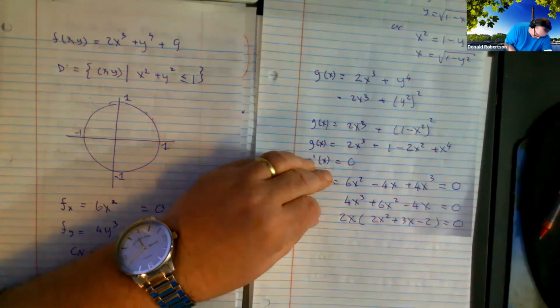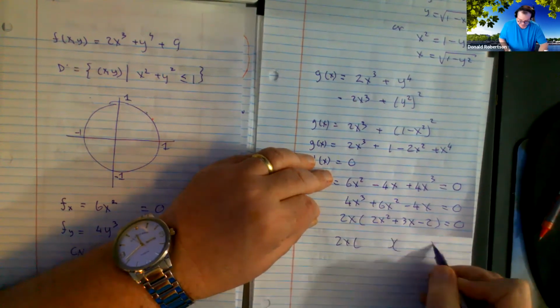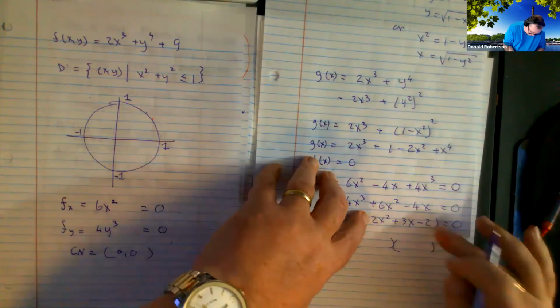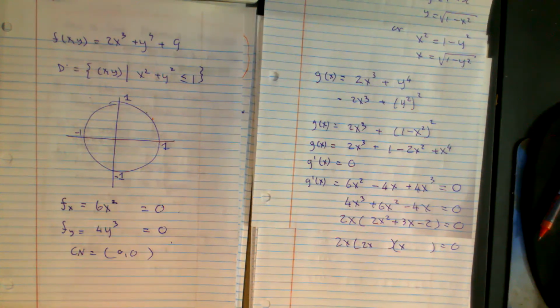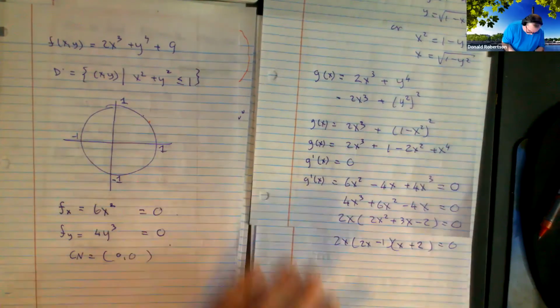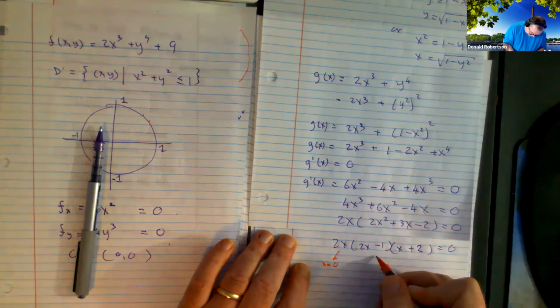Agreed? Can you factor that guy? Yes, you can, is the answer. Can anyone tell me what the factors should be? Two x minus 1, x plus 2. Nailed it. Which means that we have x equals 0, x equals 1/2, and x equals -2.